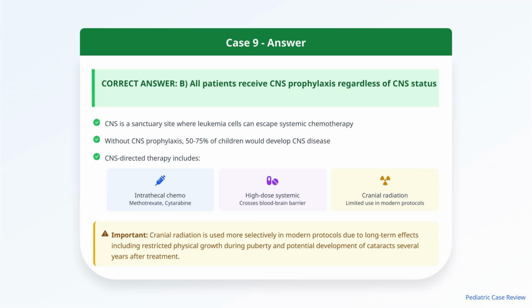All patients with acute lymphoblastic leukemia receive central nervous system prophylaxis regardless of CNS status at diagnosis. The central nervous system is considered a sanctuary site where leukemia cells can escape the effects of systemic chemotherapy due to the blood-brain barrier. Historical data shows that without CNS prophylaxis, 50 to 75% of children would eventually develop CNS disease. CNS-directed therapy typically includes intrathecal chemotherapy with agents like methotrexate or cytarabine, high-dose systemic chemotherapy with drugs that can cross the blood-brain barrier, and in some cases, cranial radiation.